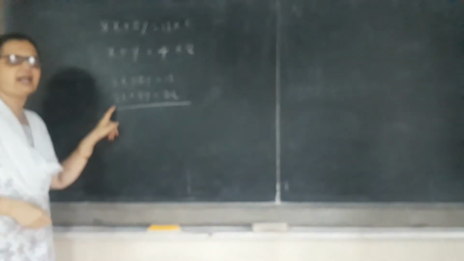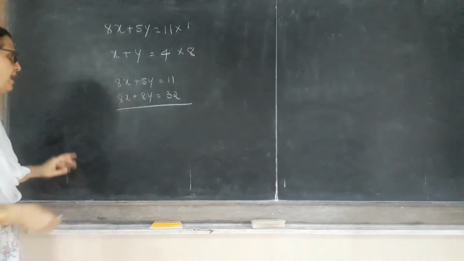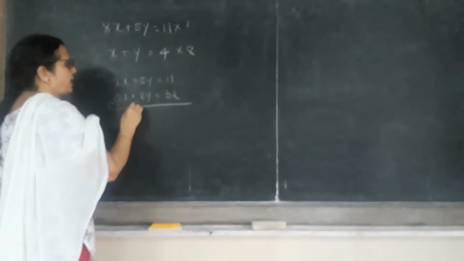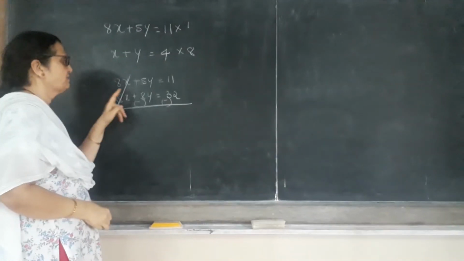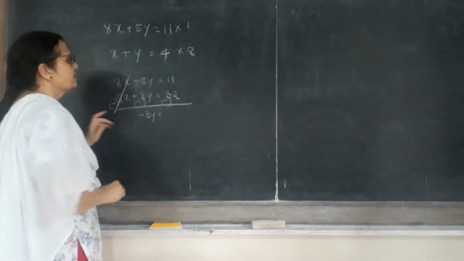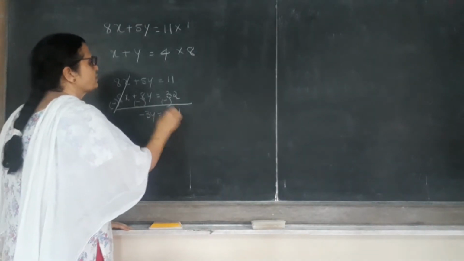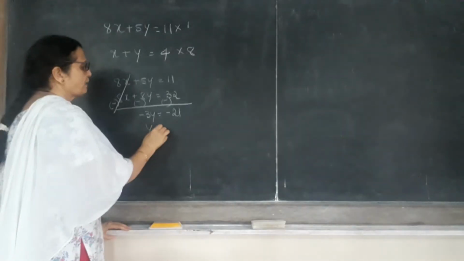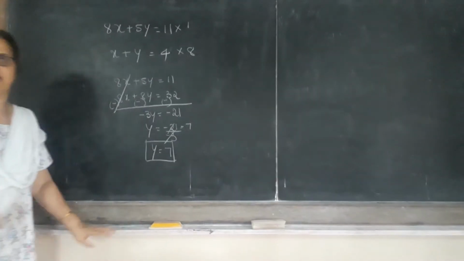Now we made the x the same. When we make the x the same, you can subtract. If I subtract, because I have to cancel the x, 8x minus 8x will get cancelled, and y minus 8y, that is minus 3y, equals minus 32 plus 11, that is minus 21. So y is equal to minus 21 upon minus 3. y is equal to 7.